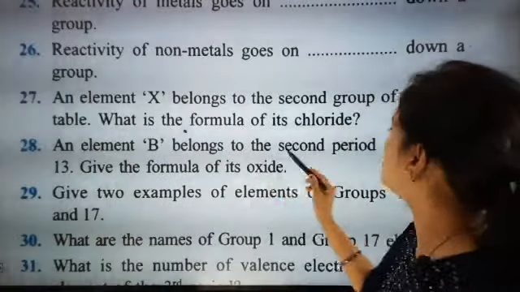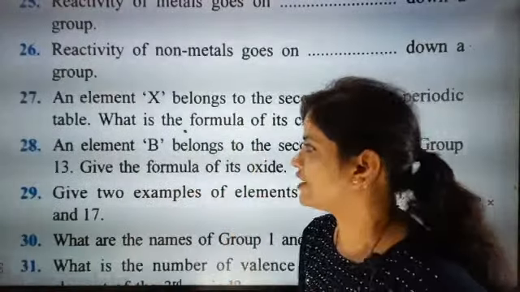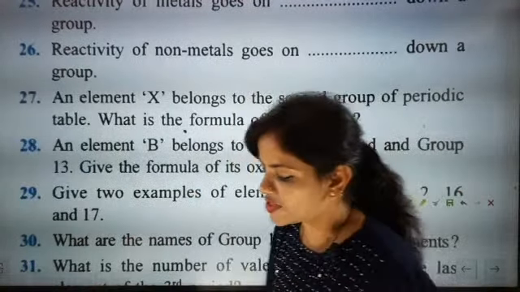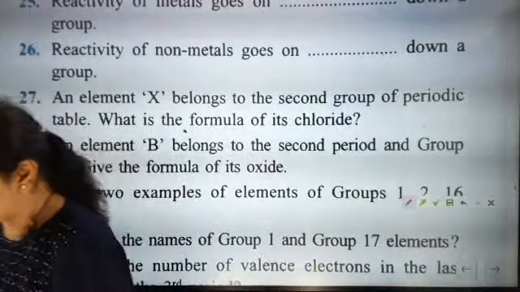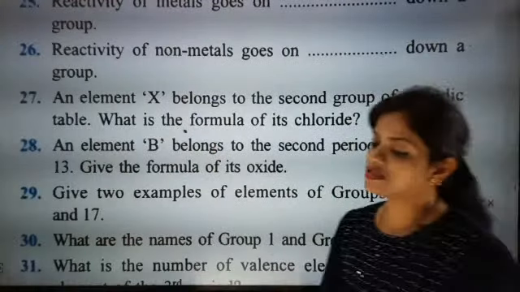And element B belongs to the second period and group 13. Give the formula of its oxide. This is the 28th question. Give the answer very clearly, beta.